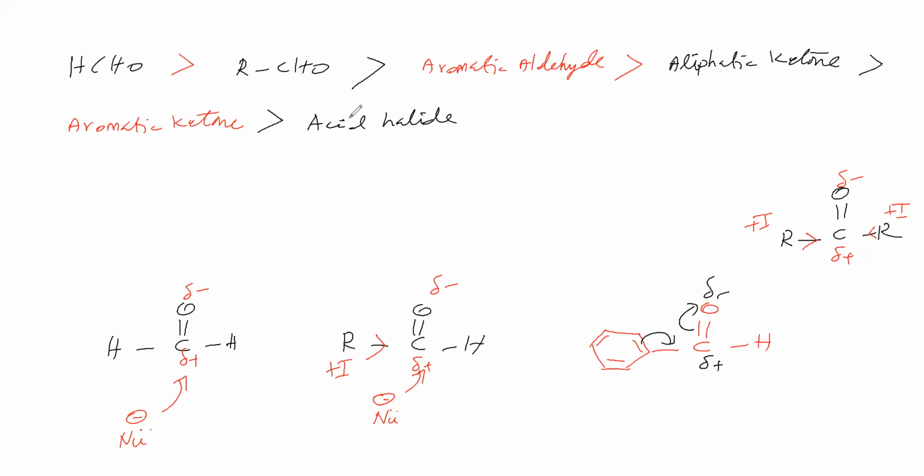Okay. So the first one is aldehyde. Aldehyde has a higher tendency of nucleophilic addition than ketone. Then ketone has a higher tendency than acid halide. In the acid halide, we will take RCOCl, RCOBr, RCOI. How will the nucleophilic addition be in this case? We will see.